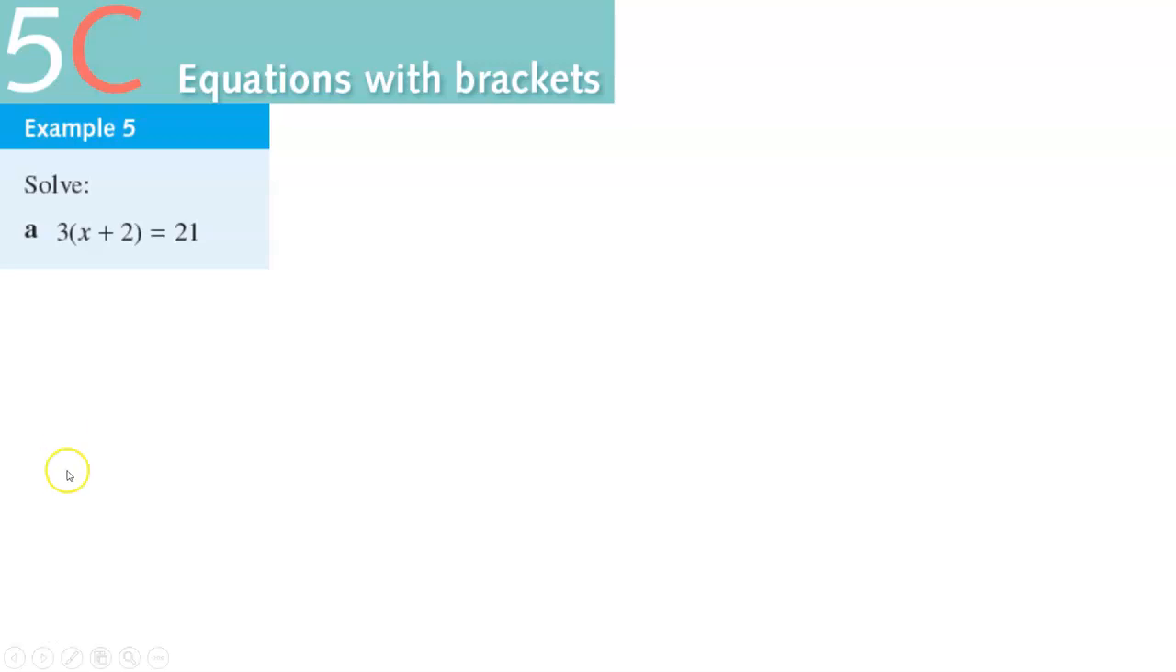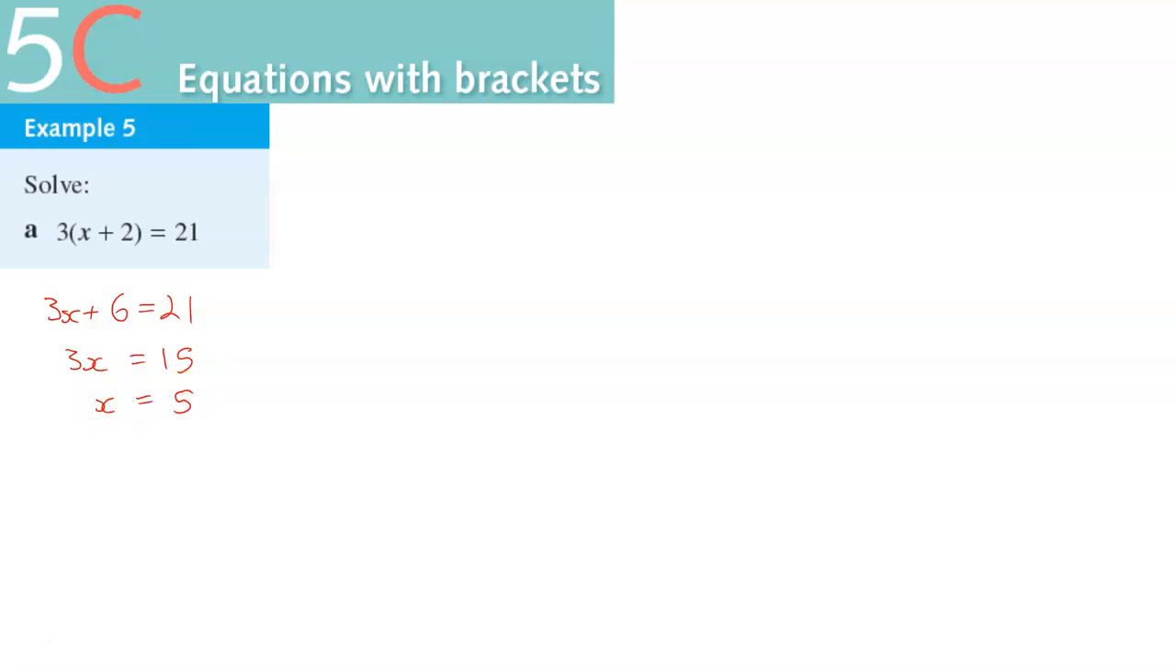Now, when we have equations with brackets, we've got two options of what we can take as our first step. Probably up until now, what you will have done is expanded the brackets first. So we do 3 times x, 3 times positive 2. Then from here I can subtract 6 from both sides and divide by 3.